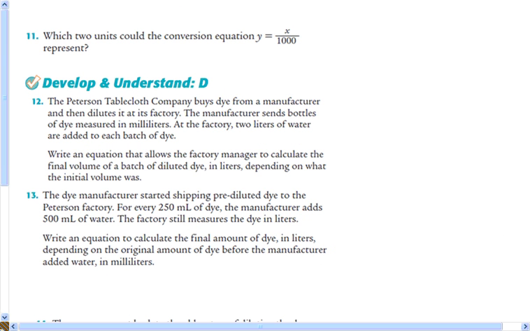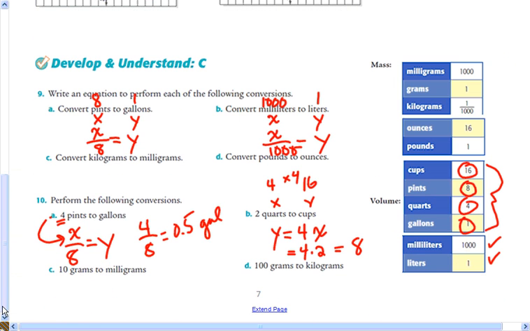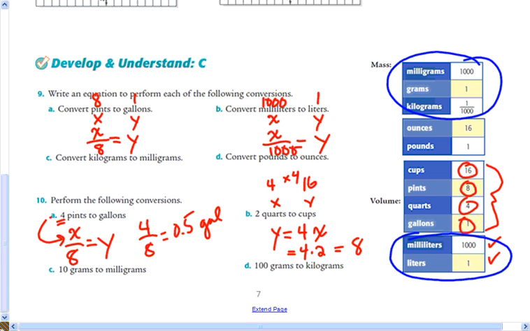All right, number 11 says, which 2 units could the conversion equation y equals x divided by 1,000 represent? Think about that, but we can go back to our chart and look at anything where there's a factor of 1,000 involved. So it could be these 2. If you're dividing by 1,000, then you're taking the smaller measurement to go to the bigger measurement. And you could also use some of these as possibilities for that answer.